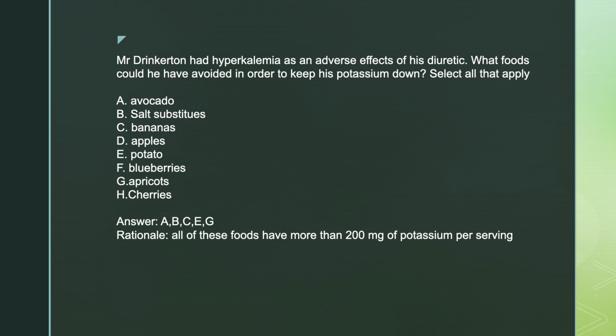Mr. Drinkerton had hyperkalemia as an adverse effect of his diuretic. What foods could he have avoided in order to keep his potassium down? Select all that apply. A, avocado, B, salt substitutes, C, bananas, D, apples, E, potatoes, F, blueberries, G, apricots, H, cherries. And the answer to this is going to be A, B, C, E, and G. And the rationale is that all of these foods have more than 200 milligrams of potassium per serving.